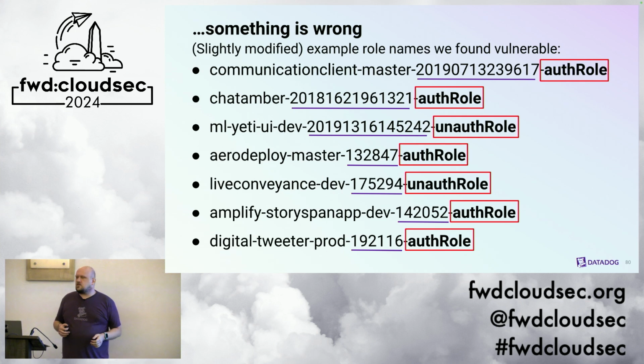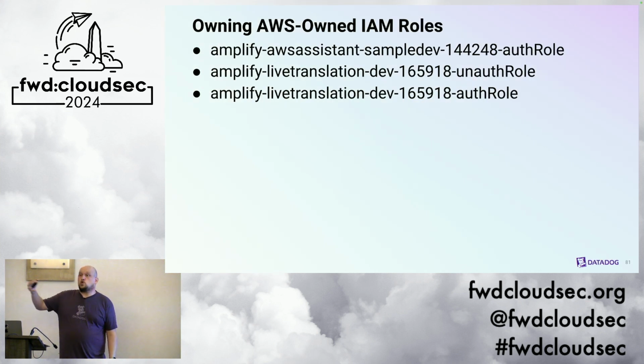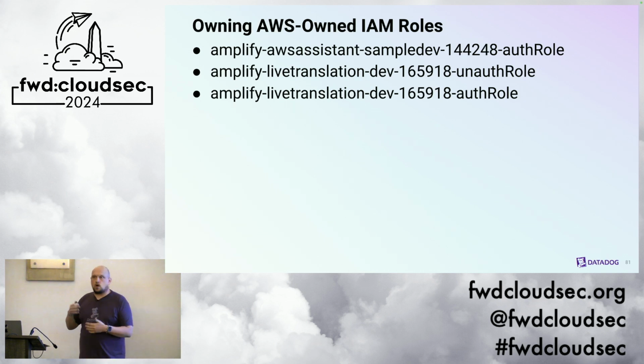And to make things even more weird, as we were digging through the data, we found 3 roles that belonged to AWS that was vulnerable. And so at this point, we weren't sure if this was like a tutorial gone wrong, where somebody was demoing something, not realizing that it was vulnerable.